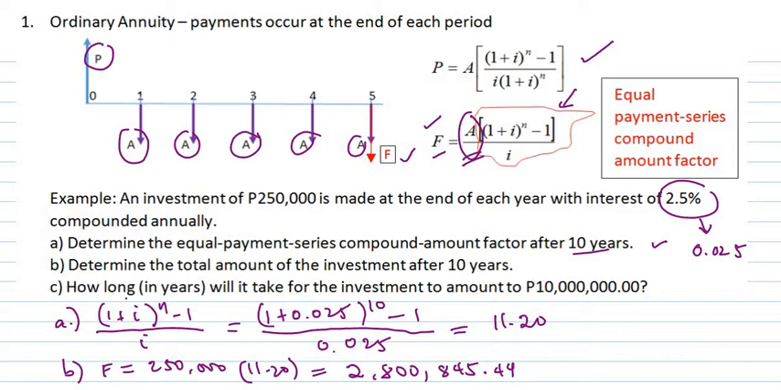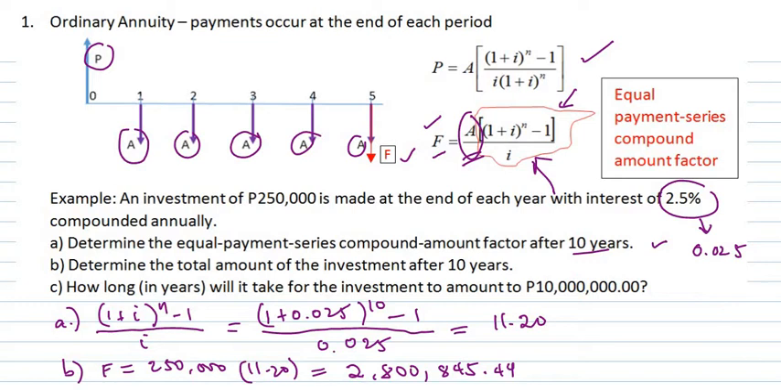Now letter C, how long will it take for the investment to amount to 10 million? So that is our future value, 10 million. So how long? We will be using this formula again.